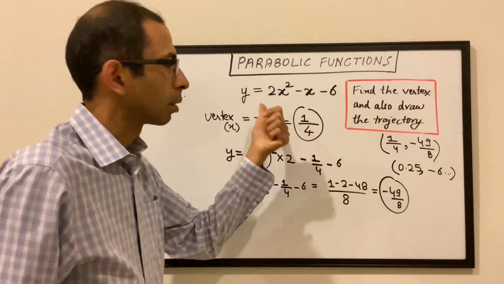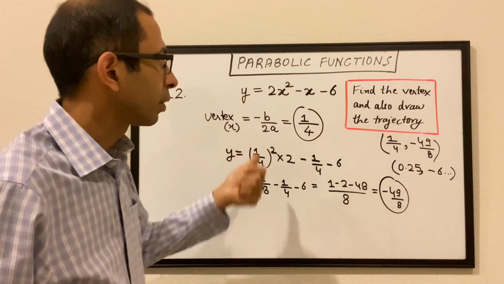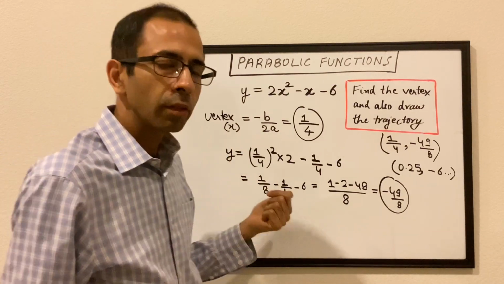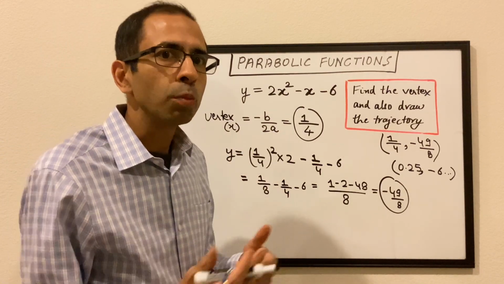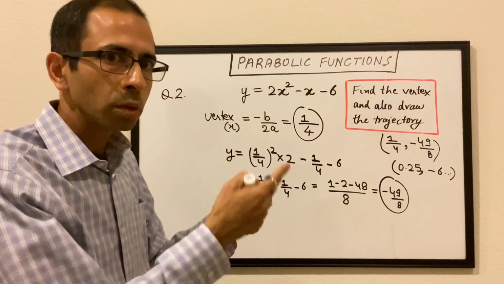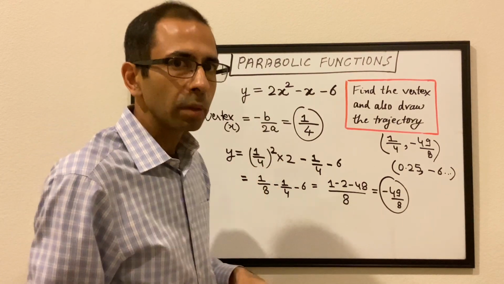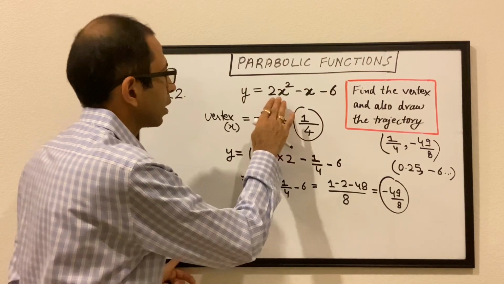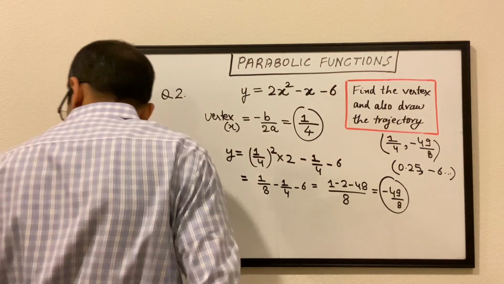So we know the vertex of the parabola. Now how to find the trajectory? For finding the trajectory of the parabola, we need to have a few more points, so we can join those points and get the overall shape of the parabola. So let's see if we can factor this quadratic.